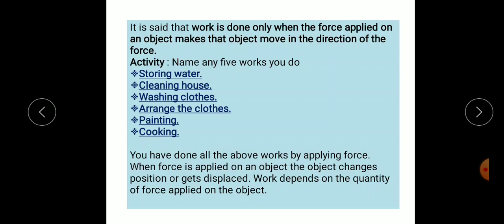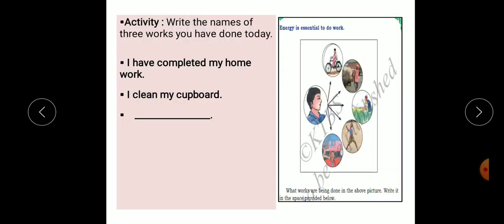One activity is given here. Name any 5 works you do. For example, storing water, cleaning houses, washing clothes, arranging the clothes, painting, cooking. All these are different works which we can do. You have done all the above works by applying force. When force is applied on an object, the object changes its position or gets displaced. Work depends on the quantity of force applied on the object.